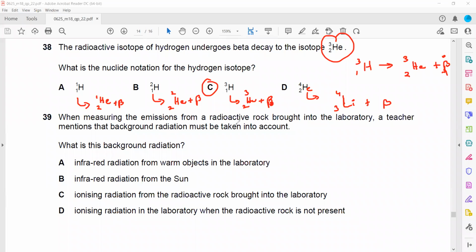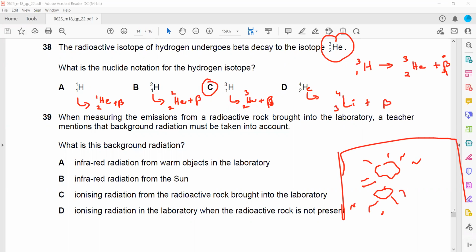When measuring the emission from radioactive rocks, which are brought into the lab, like for example, there are radioactive rocks which are emitting harmful radiation such as alpha, beta, and gamma, and we bring them inside the lab. A teacher mentioned that the background radiation must be taken into account. Like we should measure the radiation from the surrounding. So rocks here in this example are representing the source. We should take a background radiation.